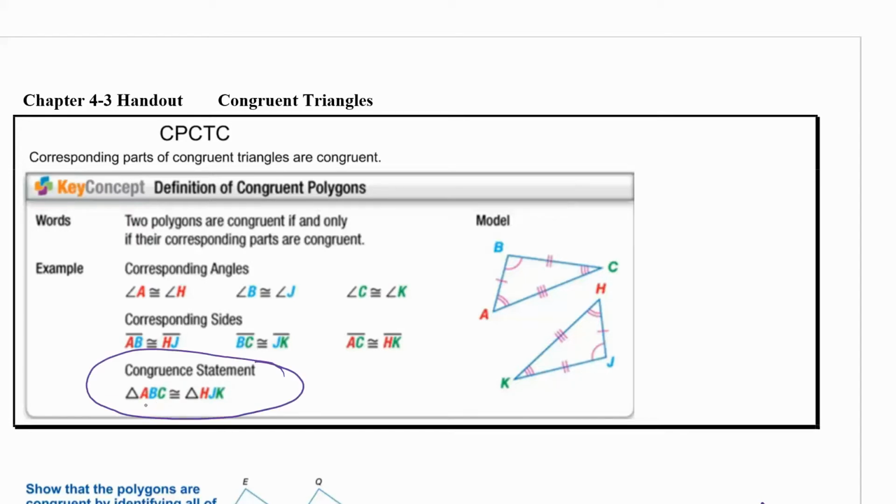Here, this one tells us in the two triangles that angle A is congruent to angle H, which it is. Angle B is congruent to angle J, and angle C is congruent to angle K. It also tells us that segment AB is congruent to segment HJ. So the ordering is extremely important when we write down a congruent statement.